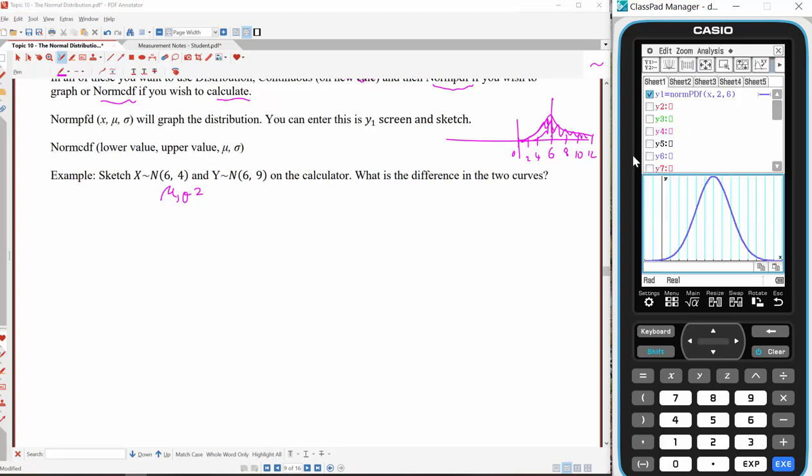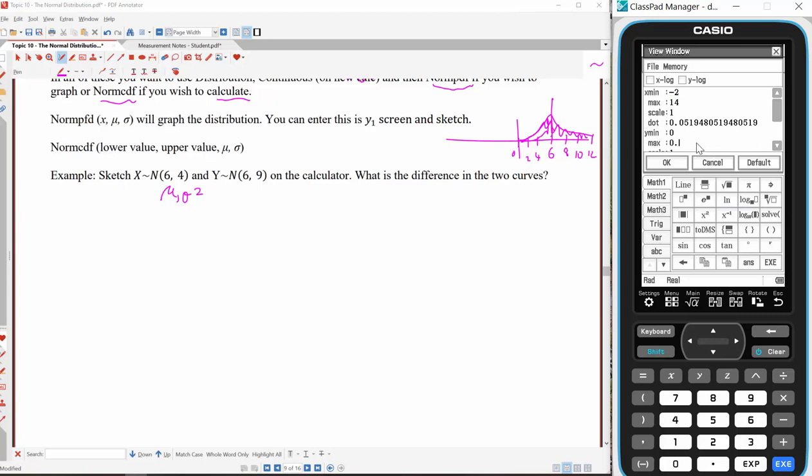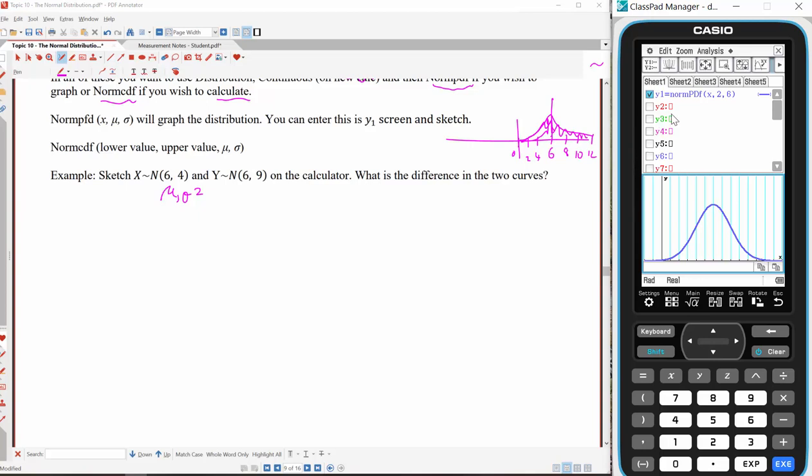All right, we got it. So there is our curve right there. Let's extend that y value up a little bit higher, 0.3. Okay, so there's our first one. Now what we're going to do is compare that to the second curve. So we've sketched this one.